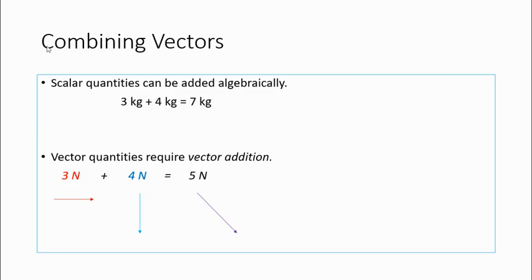However, for vector quantities, it's different. For vector quantities, we use what we call vector addition. So 3 plus 4 gives you 7 for scalars, always. 3 plus 4 could give you anywhere between 1 and 7 for vector quantities, depending on the angle between them. So 3 plus 4 can give you 5 if it's vectors you're talking about.